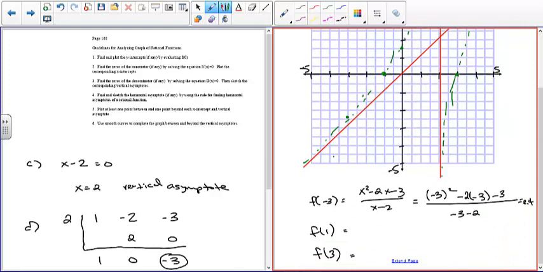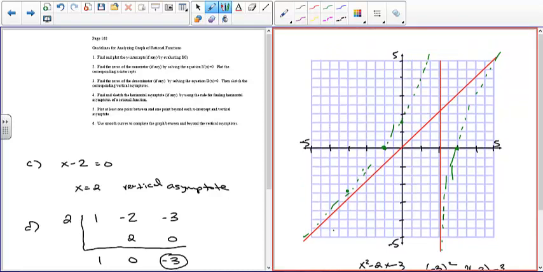Okay, then we need to do f of 1. So you get 1 squared minus 2 times 1 minus 3 divided by 1 minus 2. So that's going to be 1 minus 2, which is negative 1, negative 4 over negative 1, which is 4. So 1, 1, 2, 3, 4. So there we go, pretty good.